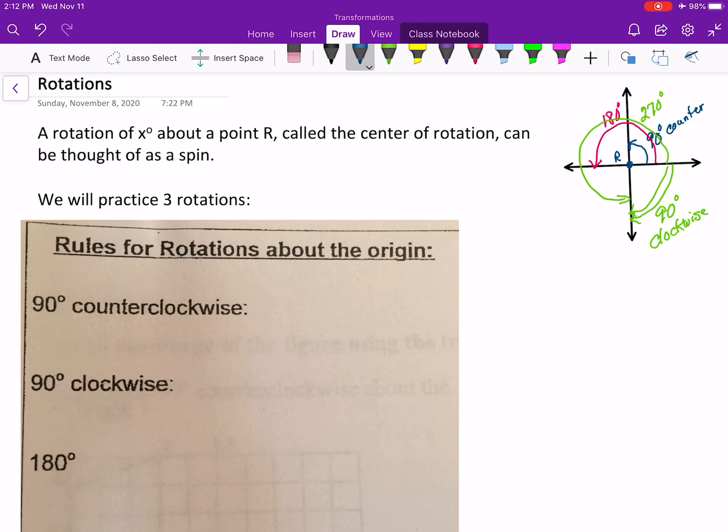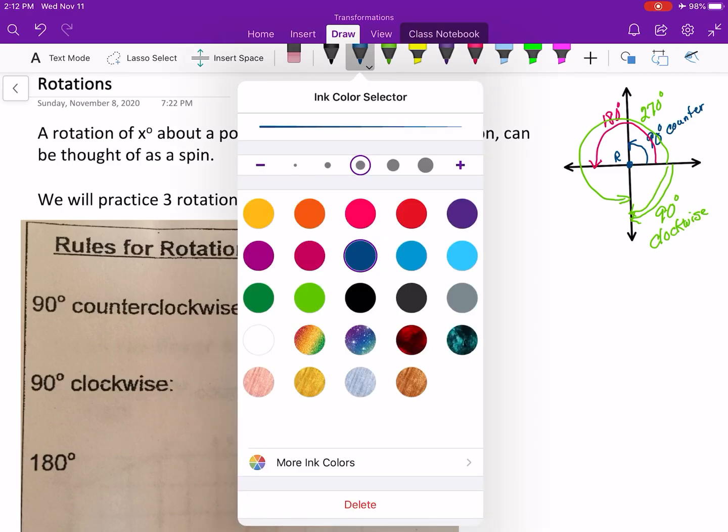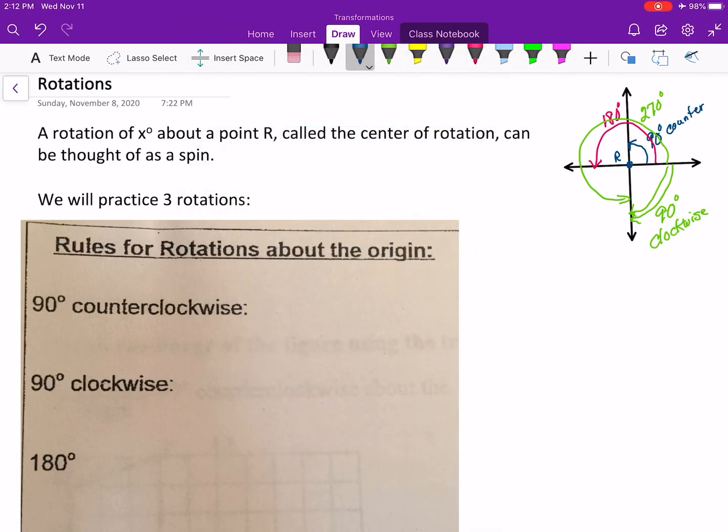We have rules for these three basic types of spins that will make it very easy for you to figure out where the points go. We're actually going to give you a routine or a rule to follow, okay? And we'll do one at a time. So the first one is 90 degrees counterclockwise. That's the one that is going to spin against the way a clock is going to move, okay? It was that first arrow I drew, that blue arrow that went up, not down, but up as we spun around.